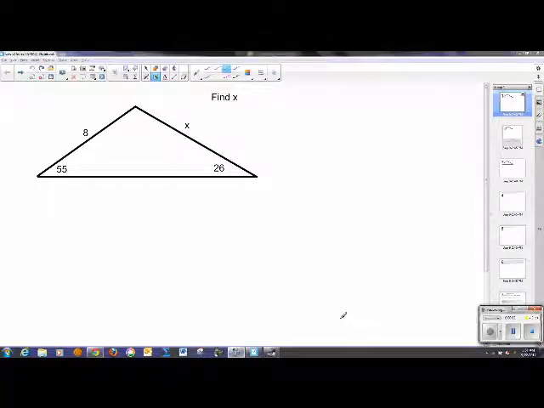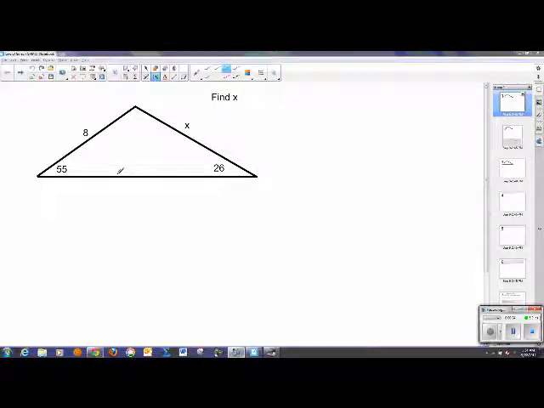What we have in front of us is a diagram of a triangle where I'm given two angles and a side and asked to find a missing side of this triangle. Now this triangle is not a right triangle, so the normal laws of right triangle trig don't apply. The sine, the cosine, the tangent ratios I can't use at this point.